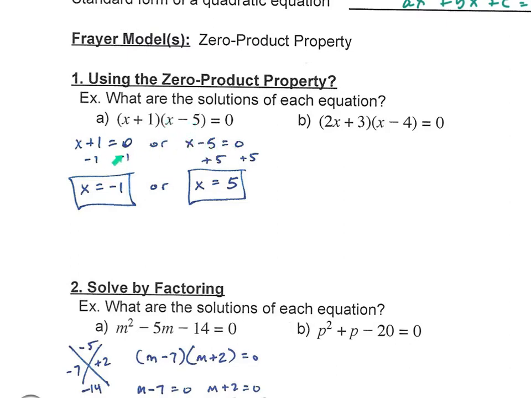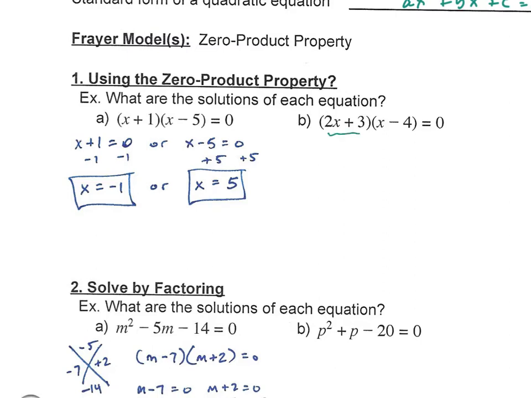I did my inverse operations, and I found that x is equal to -1, or x is equal to 5. If you substitute that back in, if I substitute in -1, then this becomes 0, which would make this entire product 0. Or 5 minus 5 would become 0. And again, there I find my solution of 0. So that's what we're doing, solving for 0.